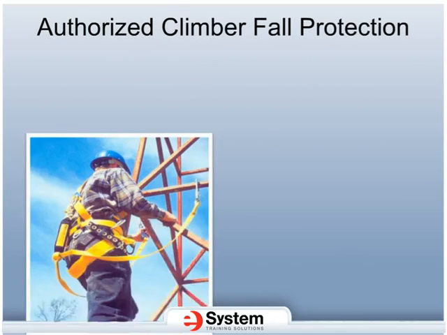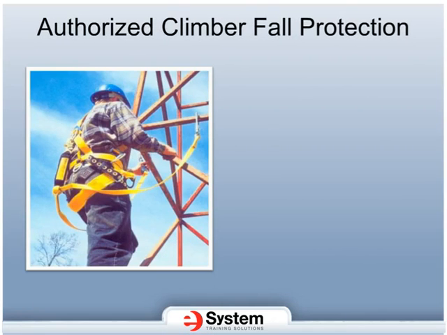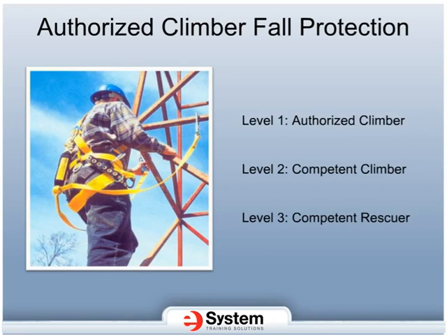Authorized climber fall protection. In fall protection, there are three main recognized categories for climbing expertise. The first level is authorized climber, the second level is competent climber, and the third is competent rescuer. The goal of this authorized climber course is to provide the information necessary to understand the rules and regulations of fall protection, the equipment that is worn, and how that equipment is used.